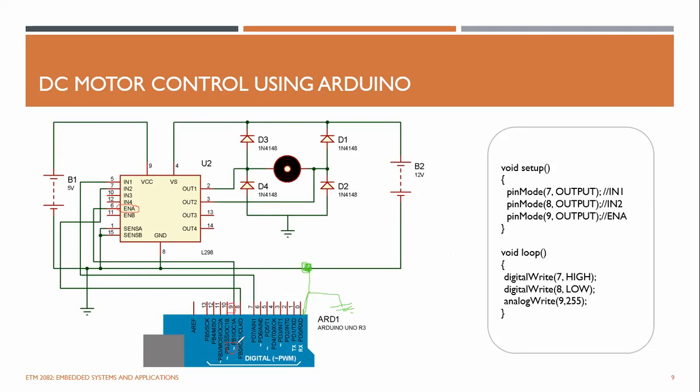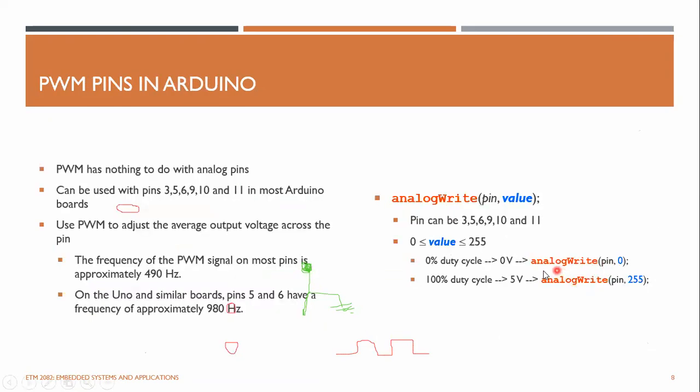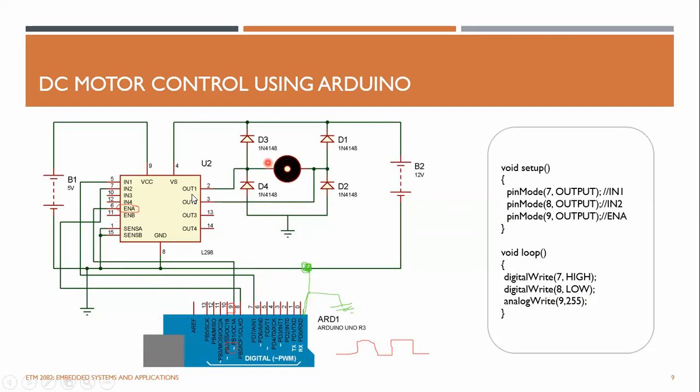So by using this function, I can, by putting the pin number to 9 and the duty ratio to any value between 0 to 255, control the speed of the motor. And the other two, IN1 and IN2, these two inputs are connected to pin number 7 and pin number 8. So now all the control signals are connected, and I can use this simple code to rotate the motor at full speed.